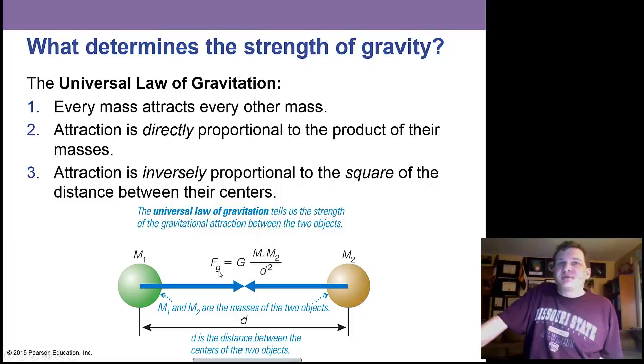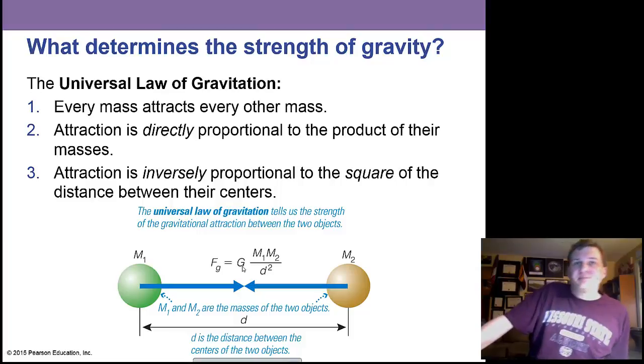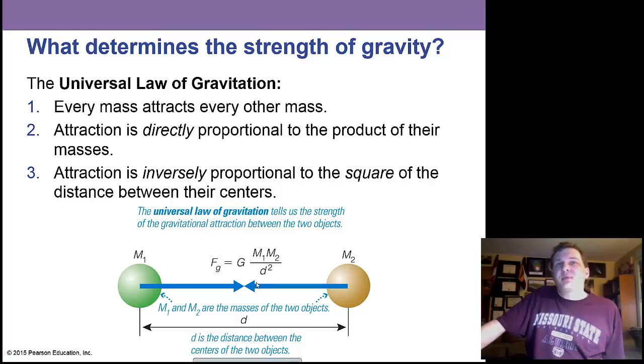It says force of gravity is equal to big G. This big G is a constant number. It's a very small number. It's just a number thrown in with a bunch of different units attached to it to make all the units work out to the right figure. We have a mass of one object times a mass of a second object, which is inversely proportional to the distance squared.